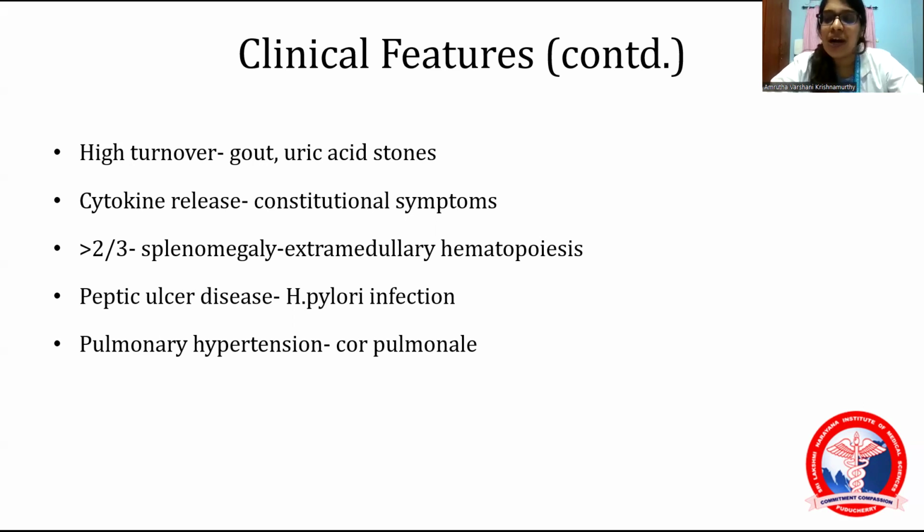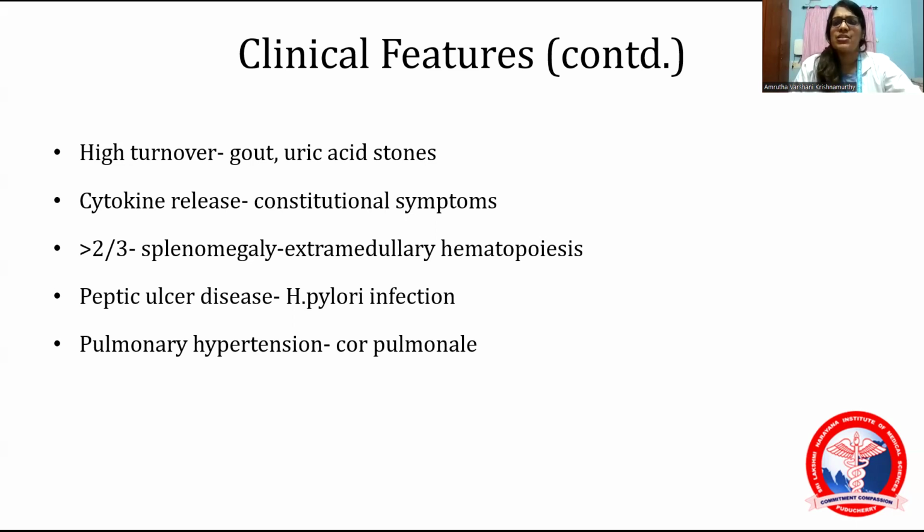And as we know, in other clonal hematopoietic stem cell disorders, that is in CML, essential thrombocytosis, or primary myelofibrosis, more than two-thirds of the patients with polycythemia vera will be presenting with splenomegaly. So what is the cause of splenomegaly in this case? This is because of extramedullary hematopoiesis that is happening in these patients.